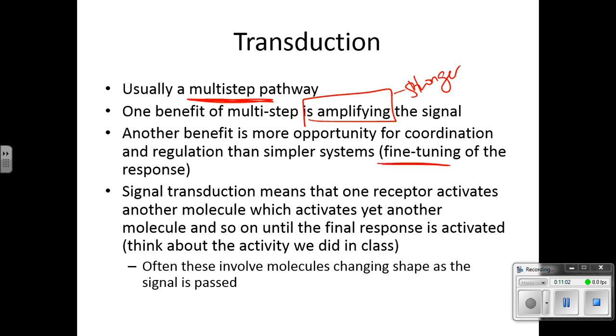Signal transduction means that one receptor activates another molecule, which activates yet another molecule, and so on, until the final response is activated. Think about the activity we did in class. We'll do that if you haven't already by the time you watch this. Often these involve molecules changing shapes as the signal is passed.